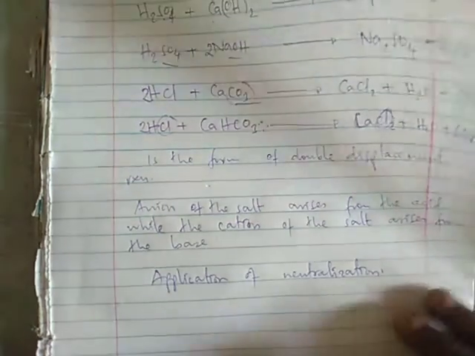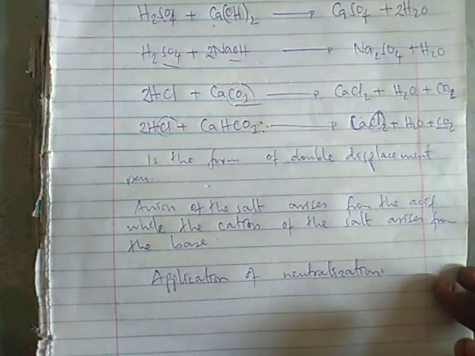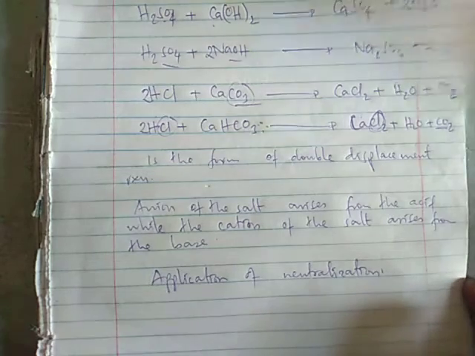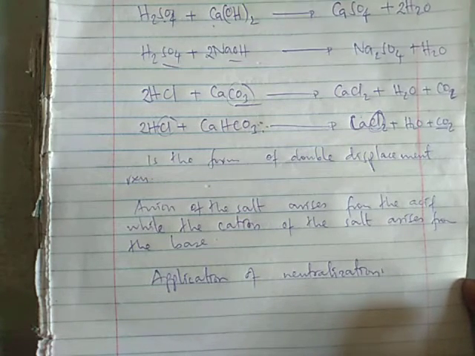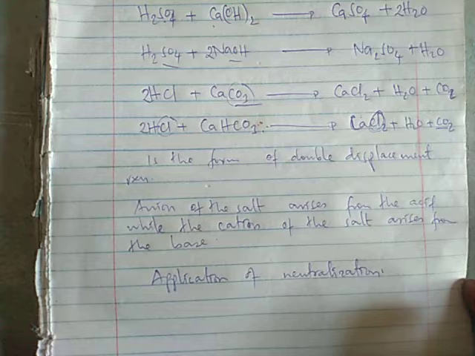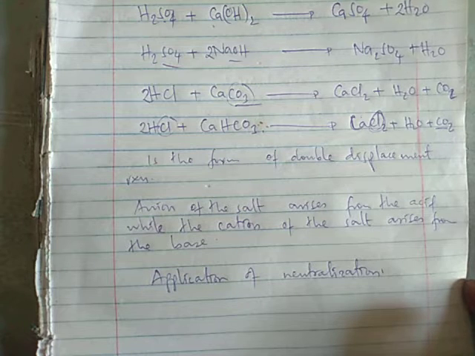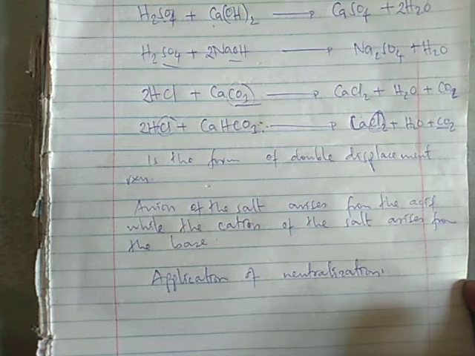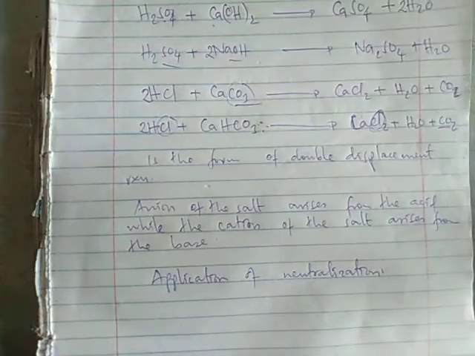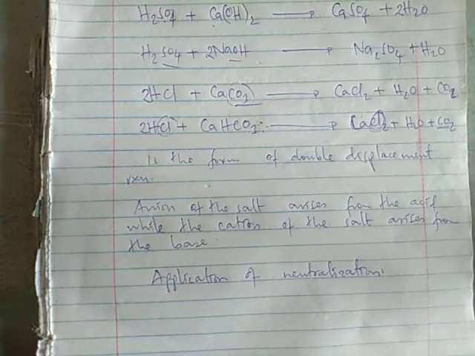Alkalis in various neutralization processes, in manufacture of cleaning agents and soaps, all of those vitu vinavyotengeneza ni alkalis, and in various industrial processes. Sodium hydroxide for example is used in the manufacture of paper, manufacture of soap and manufacture of ceramics. Ceramics ni vitu vinavyotumika kutengeneza masinki haya.